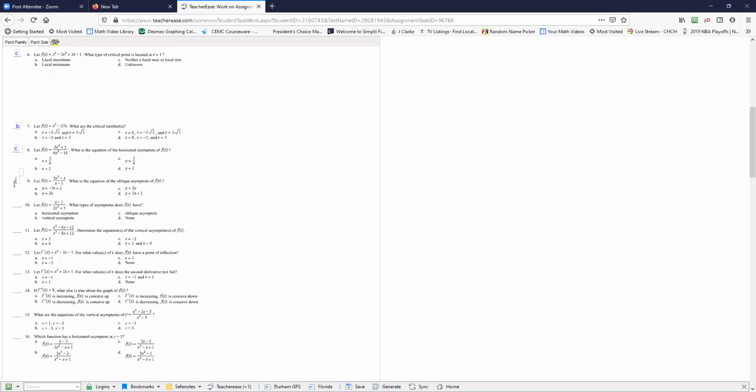Sure. Okay, let's get to number 12. The first derivative is equal to x squared minus 2x minus 3. For what values of x does it have a point of inflection?